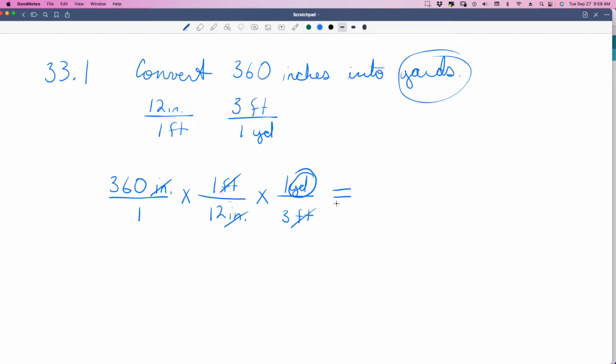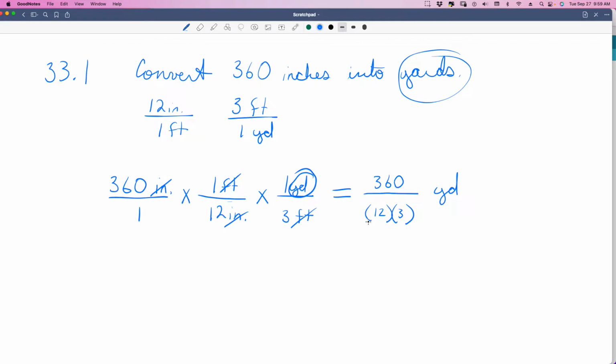Now we can do our multiplication. 360 times 1 is 360. And now we have 12 times 3, and that is in yards. Typically, this is the answer I want to see.